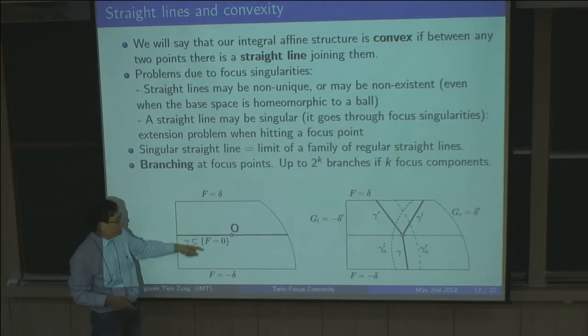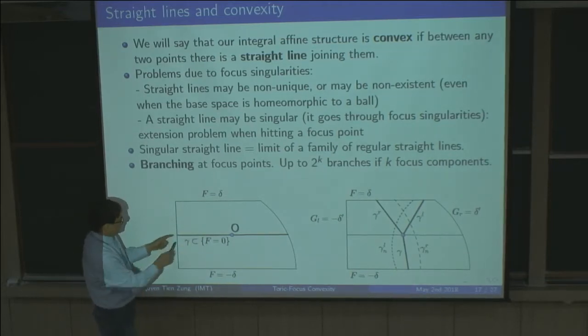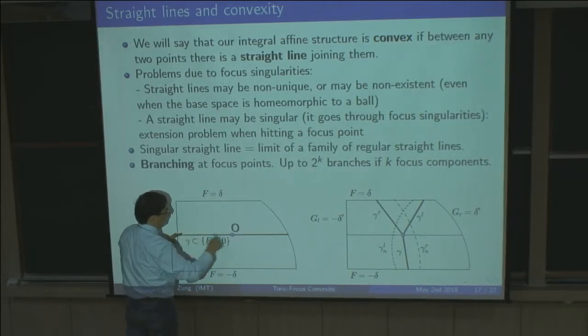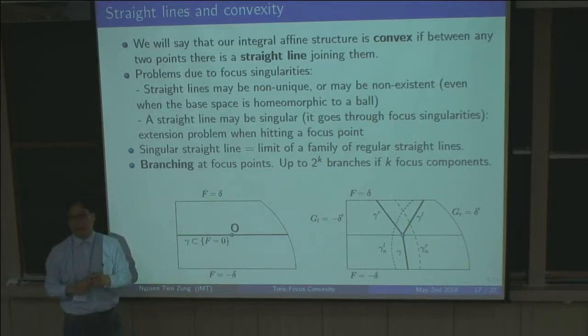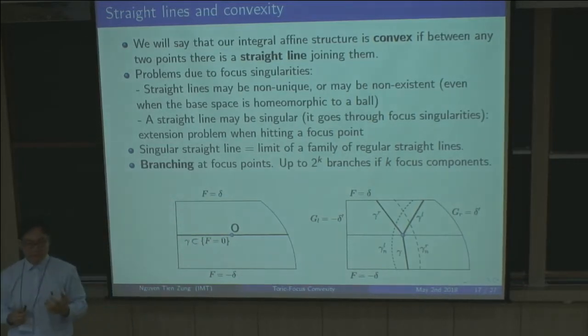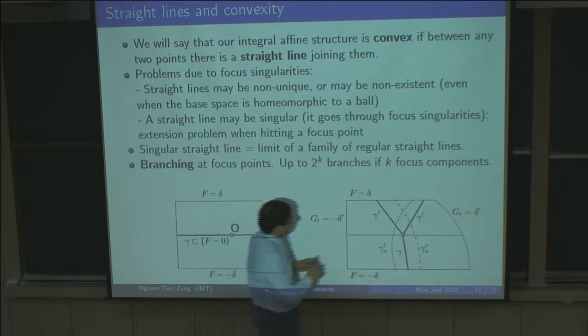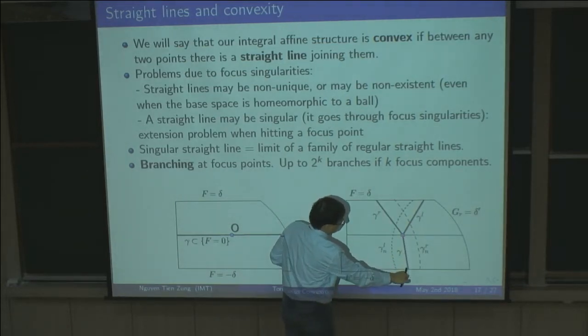But what may happen is that the straight segment may go through some singular point. That's the problem, okay? Because that's a singular point, and when you try to connect two points by a straight segment, for example, two points here, when you try to draw a line, then it goes through the singular point. So we have to talk about singular straight lines. So what is a singular straight line? The problem is that affine functions, maybe at a singular point, they are not well defined. Some affine functions, they are not regular at the singular point. Otherwise, the structure would be regular.